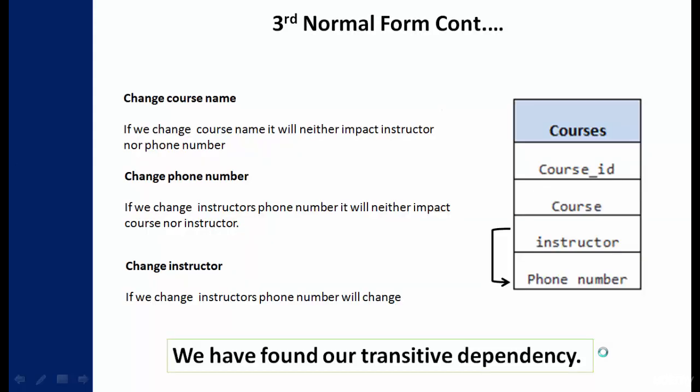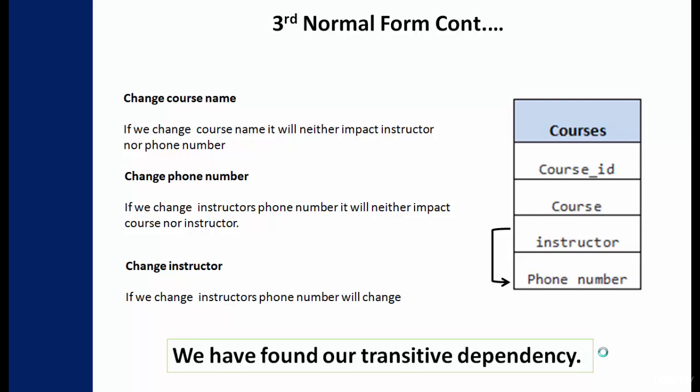Let's see. We have a courses table with us. Let's check what would happen when we change the values of non-key columns, which are instructors, courses, or phone number. If we change the course name, it will neither impact instructor nor phone number, because one instructor can teach multiple courses. And if we change the instructor's phone number, it will neither impact course nor instructor, because one instructor can have multiple numbers. But if we change the instructor, the phone number would automatically change.